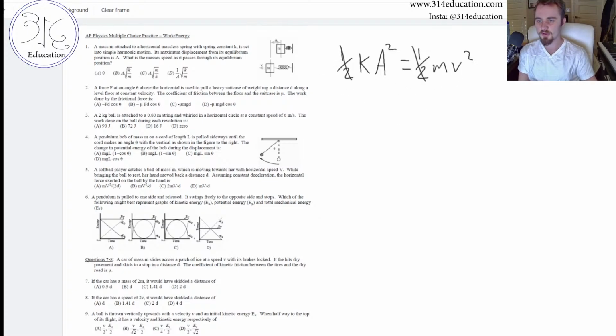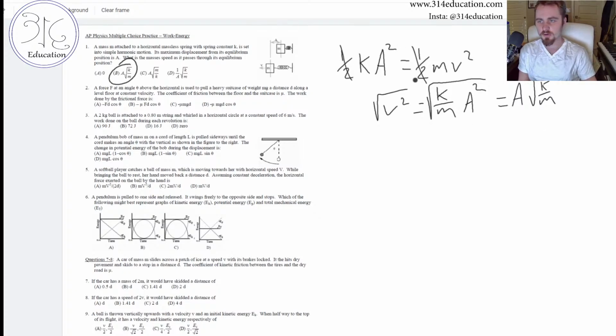We can multiply both sides by 2 and divide both sides by m. And we get v squared is equal to k over m times A squared. We'll take the square root of both sides, and the square root of A squared we can pull out front to write as A times the square root of k over m.